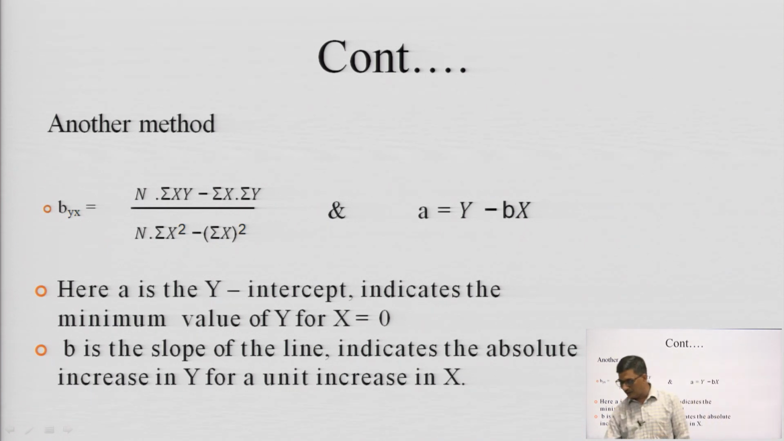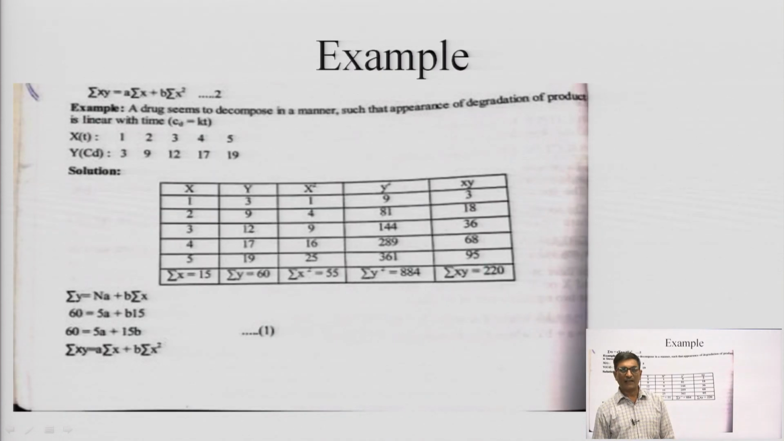So, to understand these formulae, we take an example. A drug seems to be decomposed in a manner such that the appearance of the degradation product is linear with time, and this is equal to C D equal to K T.